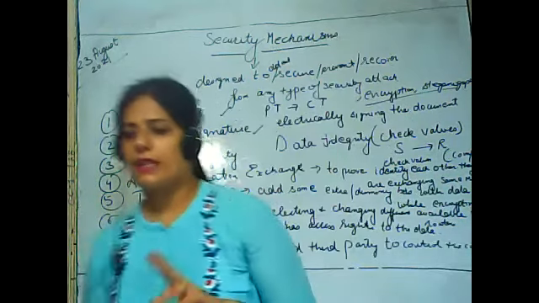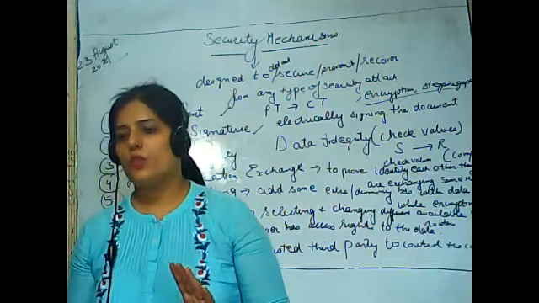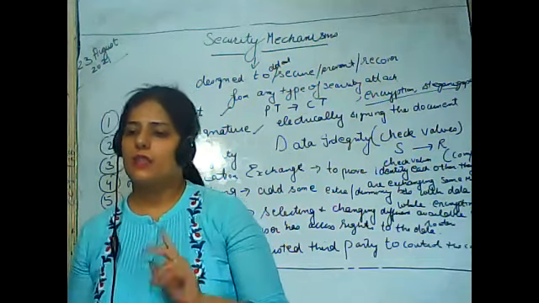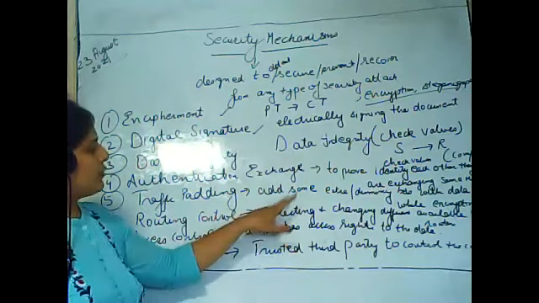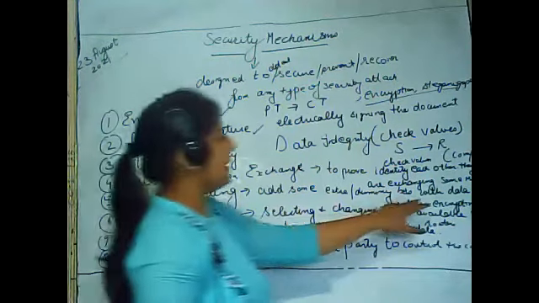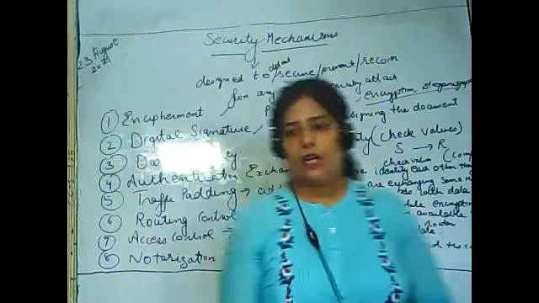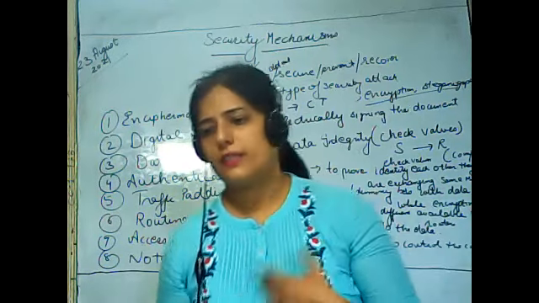Then there is authentication exchange, that is to prove the identity of each other. Both the sender and the receiver will exchange some particular messages just to ensure that both parties are the correct parties. Next is traffic padding, in which we are adding some extra data or dummy bits with the data. What is the purpose of that? Just to ensure that whatever data we are transferring is the right data.